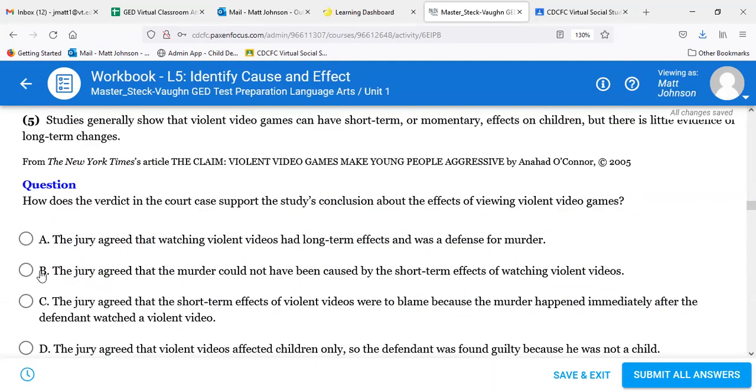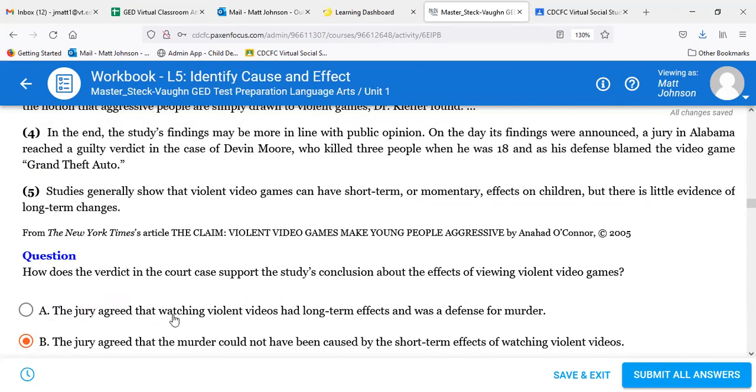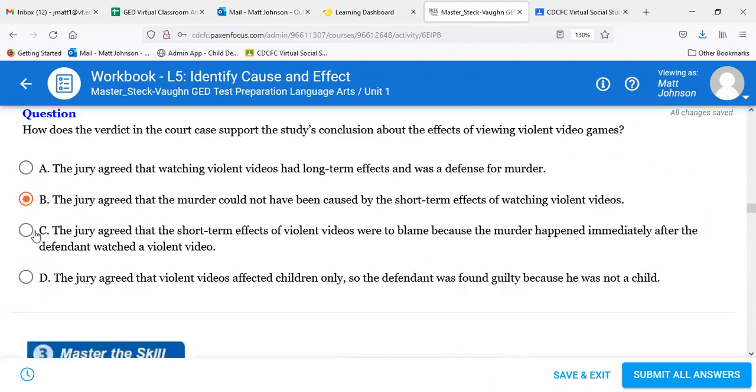The jury agreed that the murder could not have been caused, right? Because he was still found guilty, even though part of his defense rests on that he played violent video games. Okay.